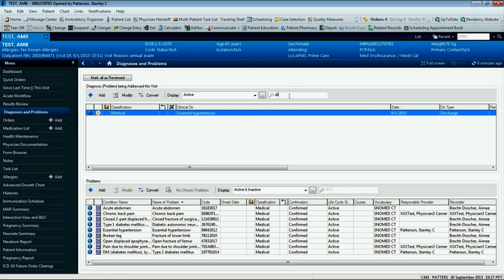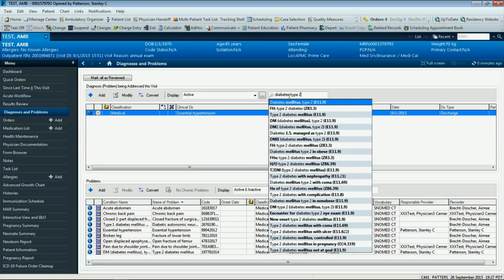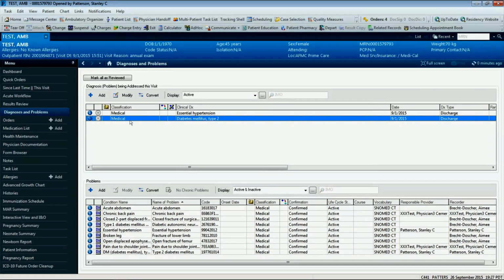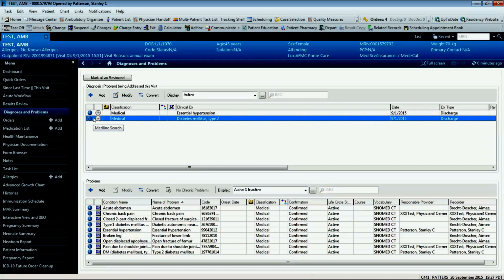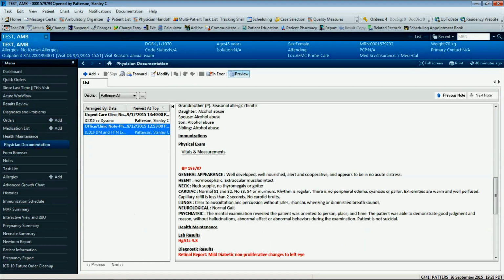Now, if you were to type in diabetes type 2, you would get diabetes mellitus type 2. Once again, this will be an appropriate code. Okay, you're getting a target symbol. However, we will go back to our patient.